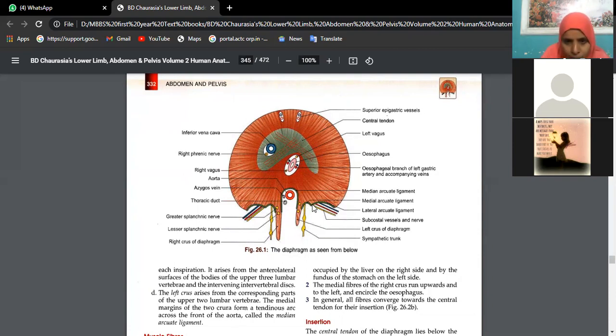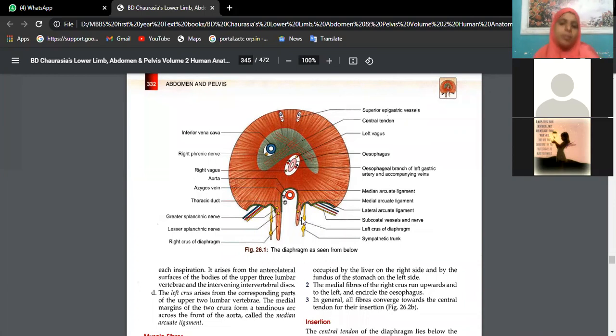Okay, the medial one is this, lateral one is this. So when you talk about the medial arcuate ligament, it arises from the lateral aspect of the body of the first lumbar vertebra, and then it gets inserted to the tip of the transverse process of the first lumbar vertebra. Then the lateral arcuate ligament goes from the tip of the transverse process of the first lumbar vertebra to the last rib. Okay, it goes like this. So these are the medial arcuate ligament and lateral arcuate ligament. Then this in the midline area, you call it the median arcuate ligament.